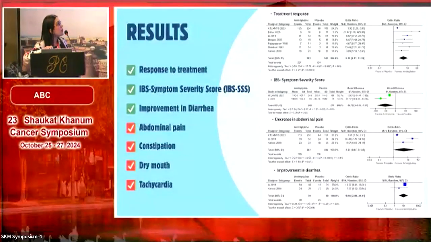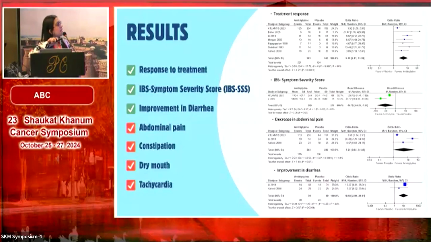So what were our results and what were the outcomes that we assessed? These all were the outcomes that we assessed: response to treatment, IBS symptom severity score, improvement in diarrhea, abdominal pain, constipation, dry mouth, and tachycardia. All of the possible symptoms that we can see in patients experiencing IBS.